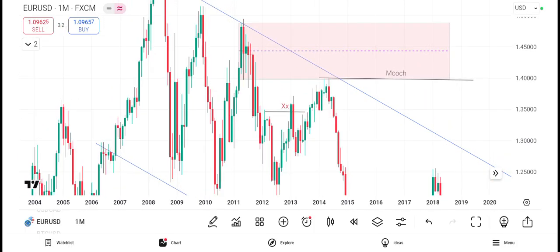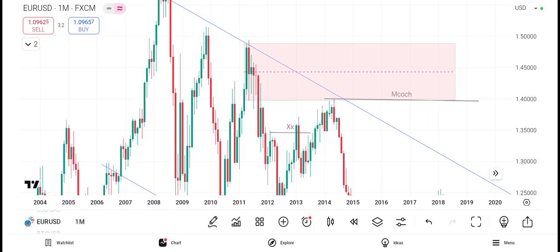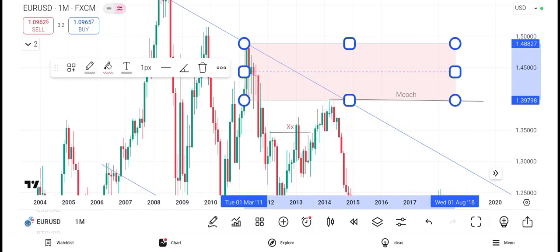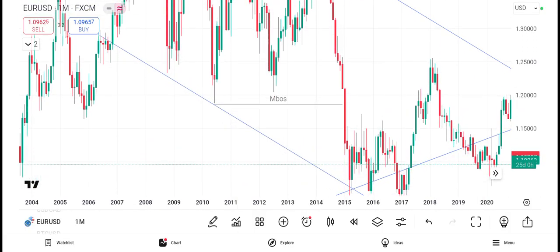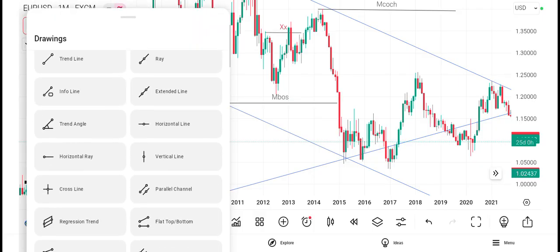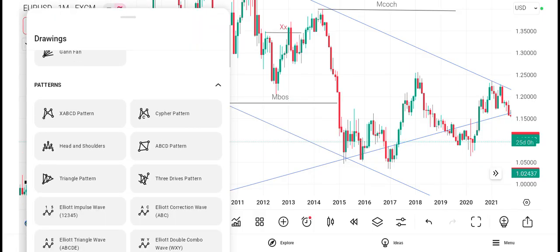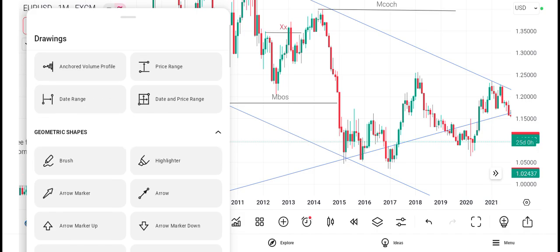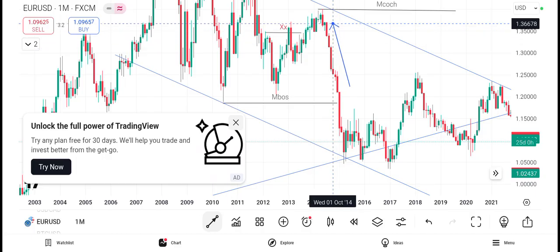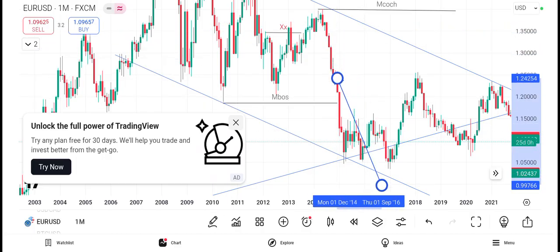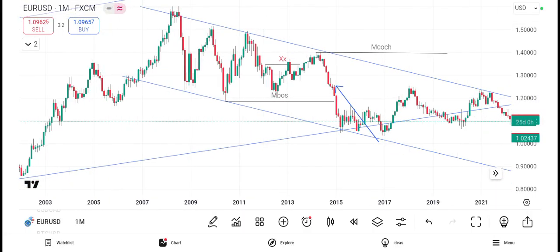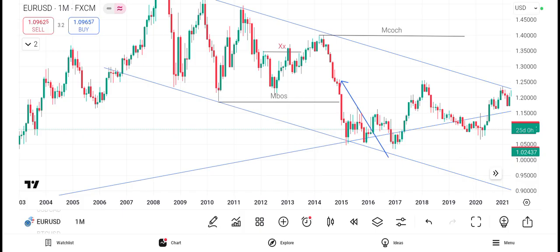If you could see, if I remove this, you'll see that price tagged it, and boom, price went for the break of structure. So this was a whole impulsive move. There was no pullback. Price was just going. Price kept going down. All right.